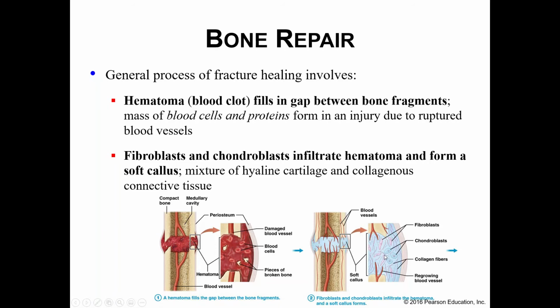So step number 2, we have fibroblasts and chondroblasts that are going to make their way to the hematoma, and we're going to get rid of all the blood, and we're going to start laying down cartilage. Okay. In addition to the hyaline cartilage, we're also going to lay down collagen as well, because remember, collagen is a main component of the organic matrix of the bone. So we're laying down cartilage, we're laying down collagen.